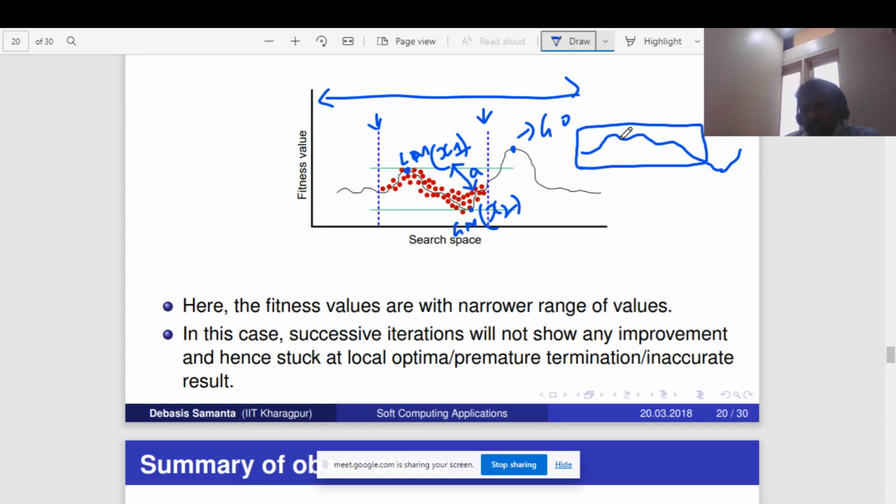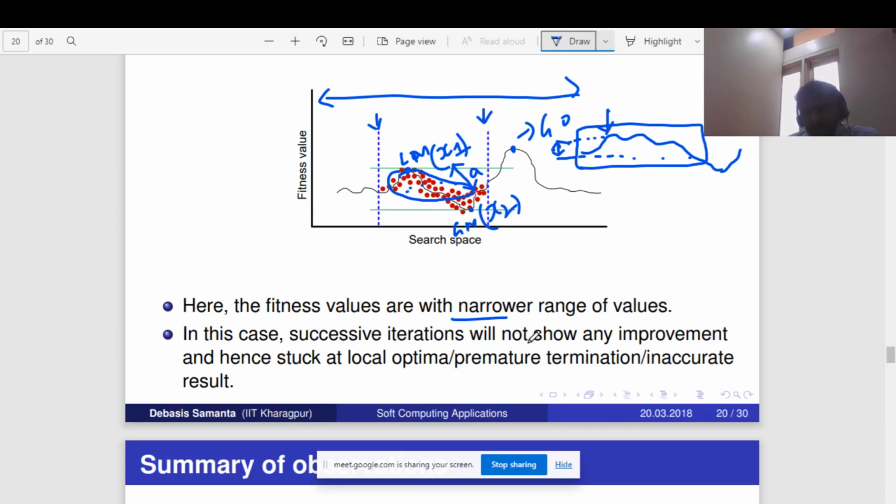There is no big difference in the fitness values. Maybe this one's fitness value is quite high, but still the difference, if you see, is less. So the algorithm, what it will do is, every time it will select the individuals in this range, in this area, and the result also will lie in this range only. So it won't go beyond that. Here the fitness values are in a narrow range. I mean, this gap is small.